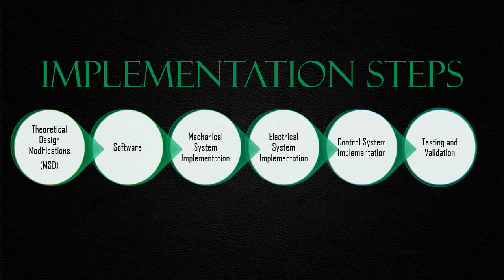Fifth, control systems. The next step involved implementing the control system. We designed and implemented a control algorithm to regulate the robot's movement and ensure precise navigation along the desired path. Sixth, testing and validation. Finally, we conducted rigorous testing and validation processes. This allowed us to assess the performance and functionality of our robot, making any necessary adjustments to achieve optimal results. By following this well-structured plan, we were able to effectively progress from the theoretical design phase to a fully functional robot, ready for deployment.